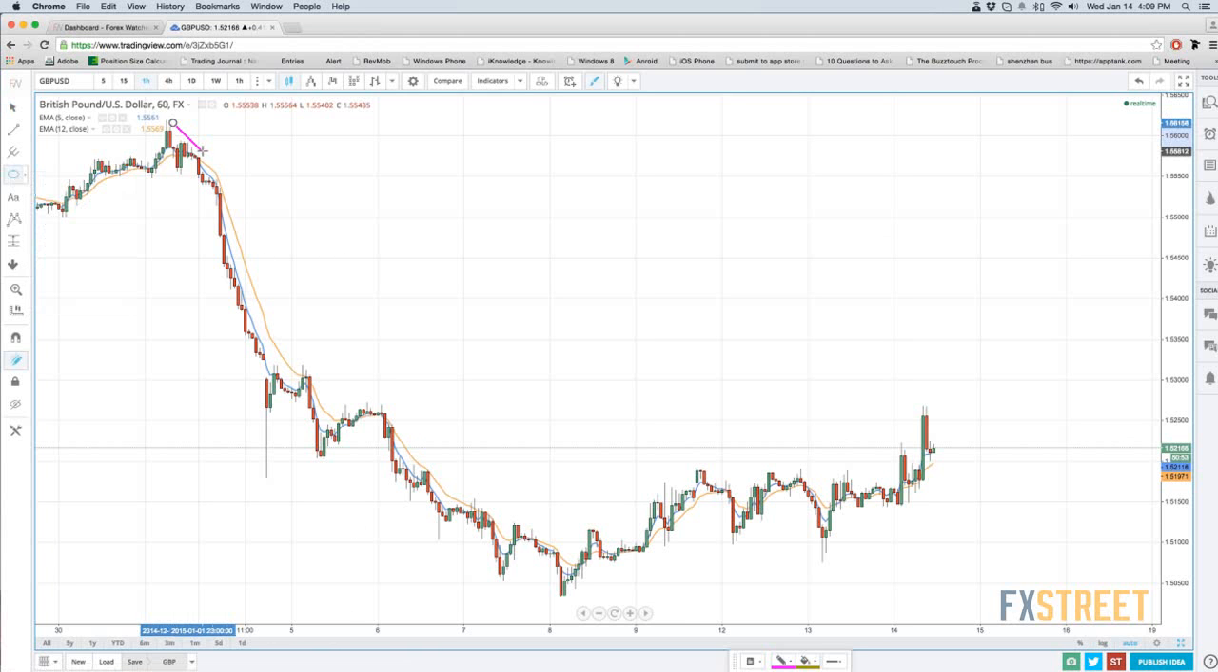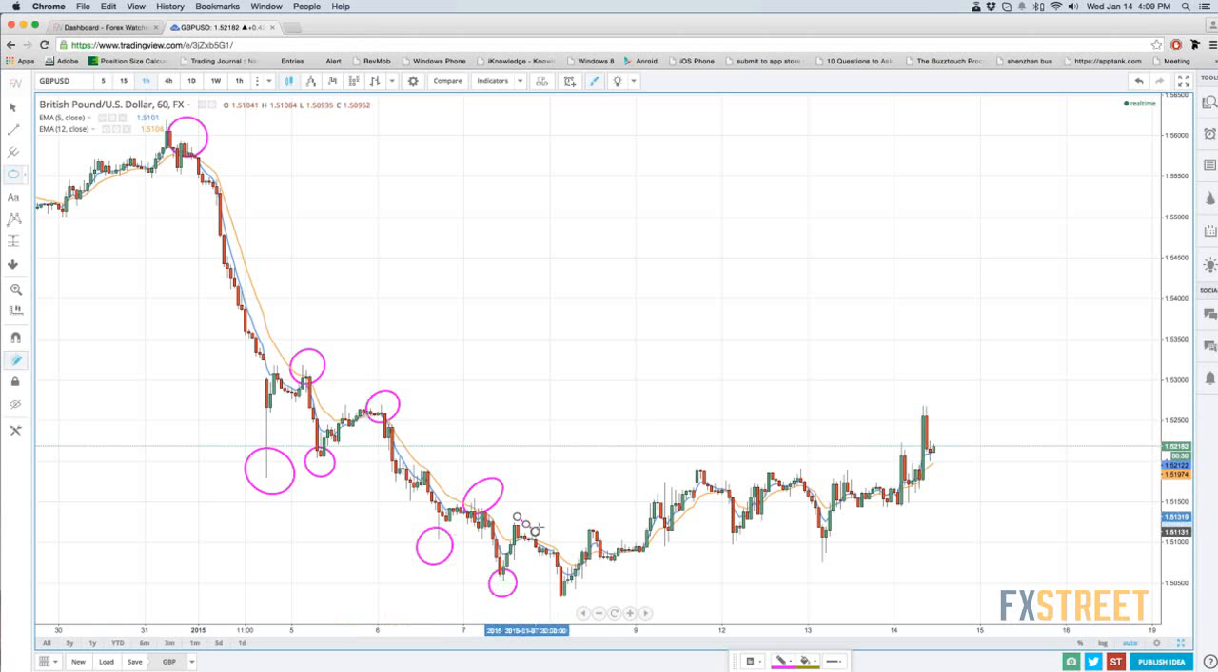Okay, we got a higher high here. And then we got a low here. Got a lower high here. And then an equally low there, followed by a lower high, lower low, lower high, lower low, lower high, lower low, lower high, and then what happened?